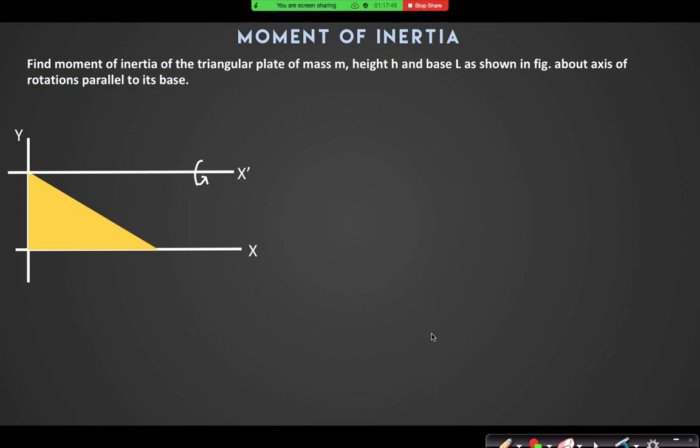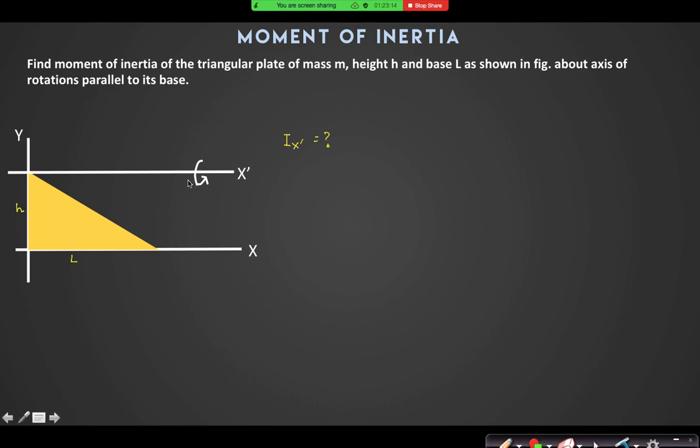Find the moment of inertia of the same triangular plate of height h, base length L, but about this axis, I x prime now. It is parallel to the x axis, passing through its vertex. What is I x prime? So we can use the negative mass concept in this. Yes.